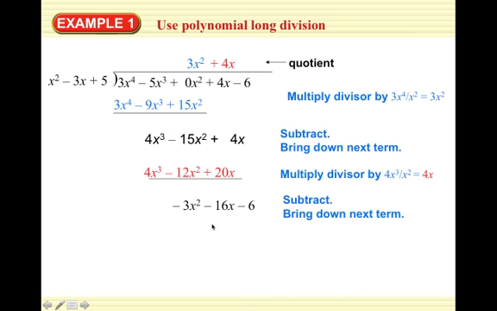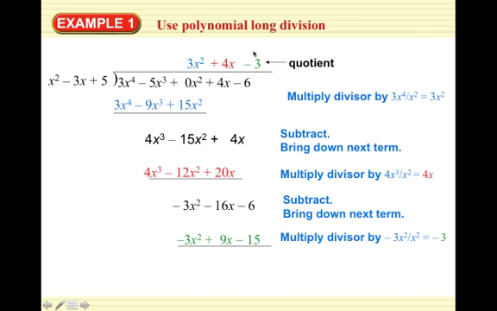Okay, so now we're going to repeat the same process we've been doing, but we're going to take the negative 3x squared and divide it by the x squared, and that'll give us the next term to put into our quotient. Negative 3x squared divided by x squared is negative 3. So we're going to write negative 3 right here and multiply the divisor by negative 3.